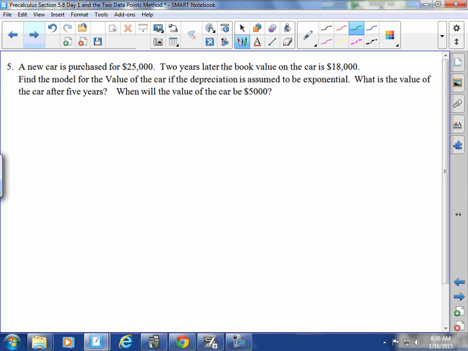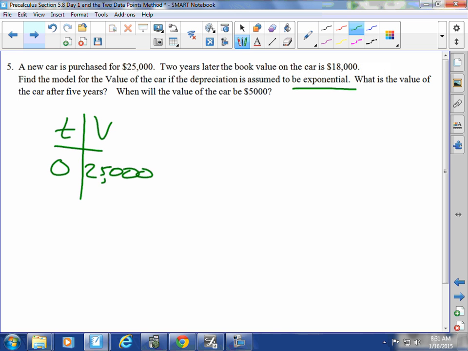New car purchased for $25,000. 2 years later, the book value is $18,000. The depreciation is considered exponential. What's the value of the car after 5 years? Well, I need the equation that predicts the value. We'll call it the time value equation. What's my initial value? 25,000. And my second data point? 2, 18,000.